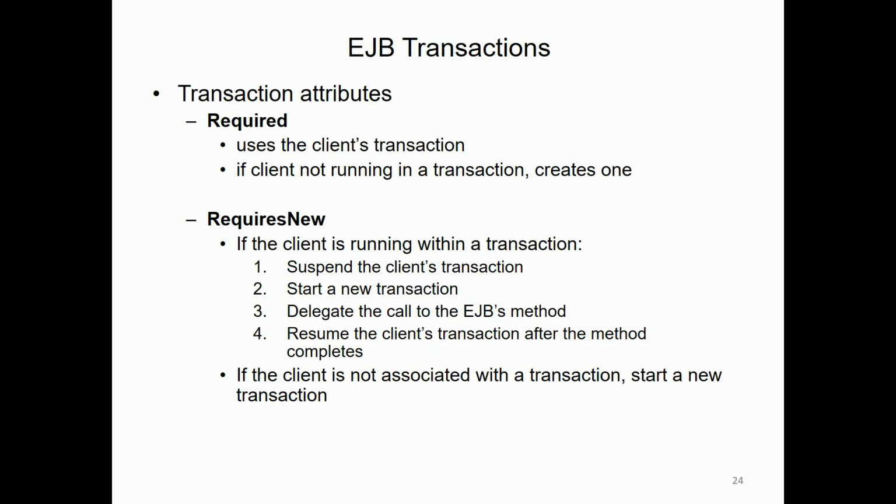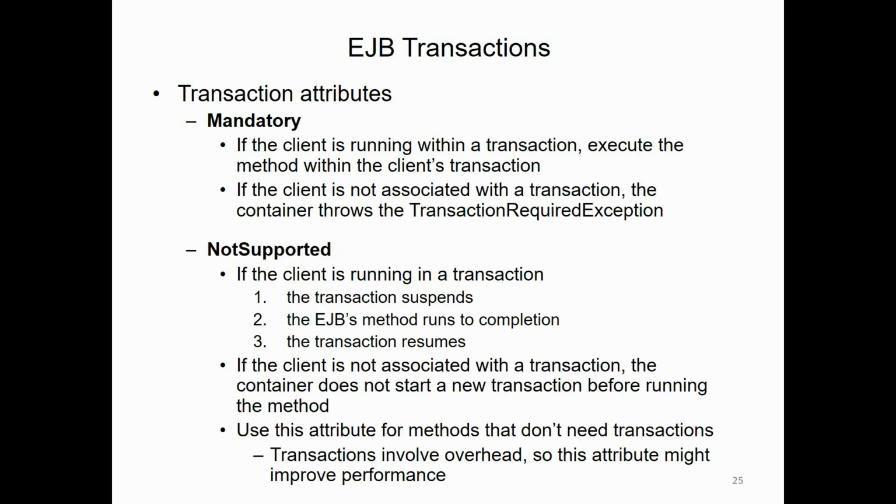Requires new is a slightly different scenario. If the client is already running a transaction, then that transaction is suspended and we start a brand new transaction, call the EJB's method within the context of that new transaction, and then when this method has finished executing, that transaction terminates and then we resume the client's transaction. And if the client doesn't have a transaction at the moment, then a new one will be created anyway. Mandatory means that if the client is running a transaction already, then we will use that client's transaction. Otherwise, we will throw a transaction required exception. In this scenario, a new transaction is not created.